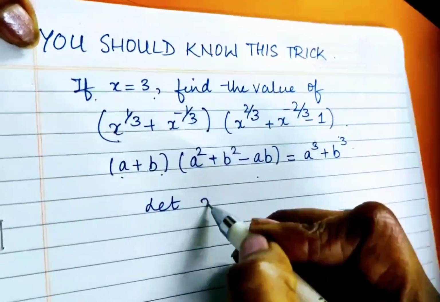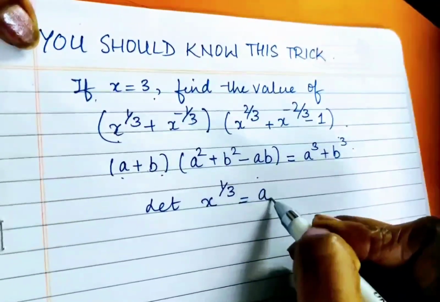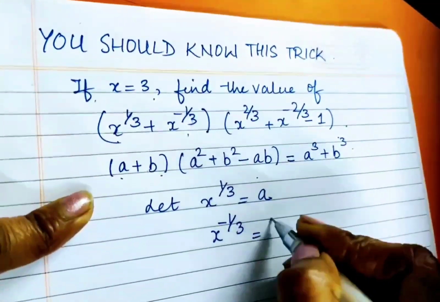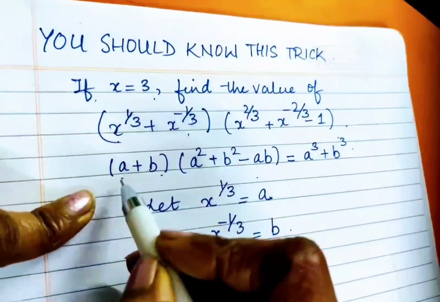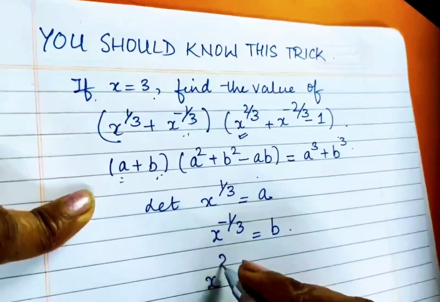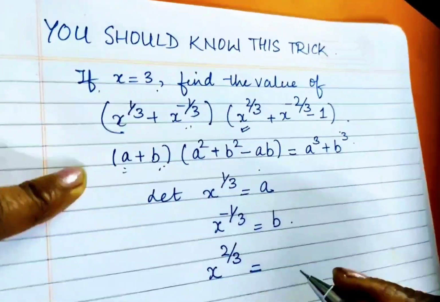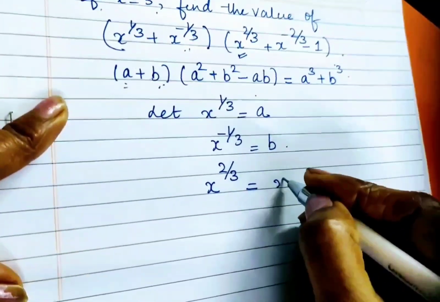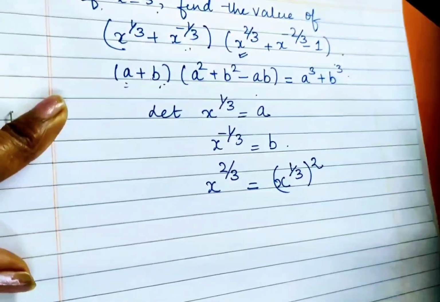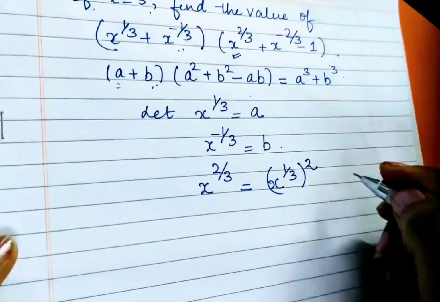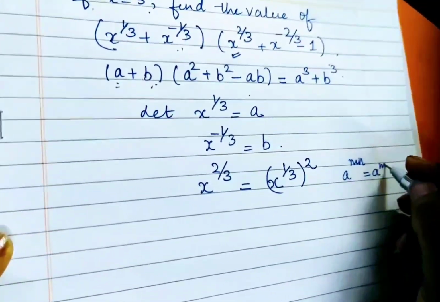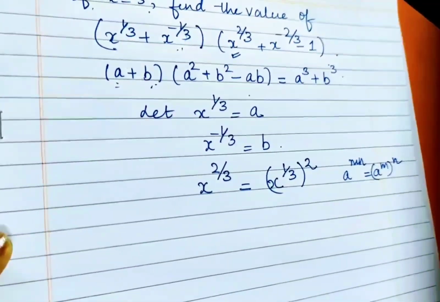Let x ki power 1 upon 3 is equal to a, and x ki power minus 1 upon 3 is equal to b. So we have a plus b. Now a square. Let's see what we can do with x ki power 2 upon 3. We can write x ki power 2 upon 3 as x ki power 1 upon 3, and 2 we can take outside by the rule of law of exponent. Okay, a ki power mn is equal to a ki power m and into n in this way.